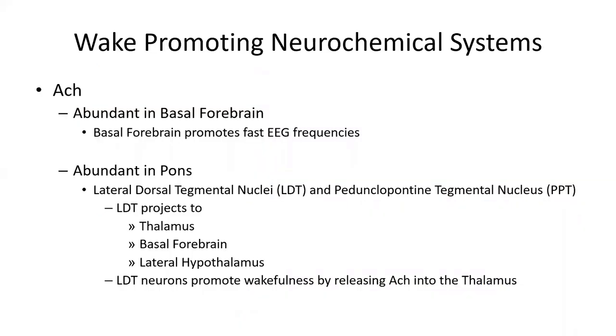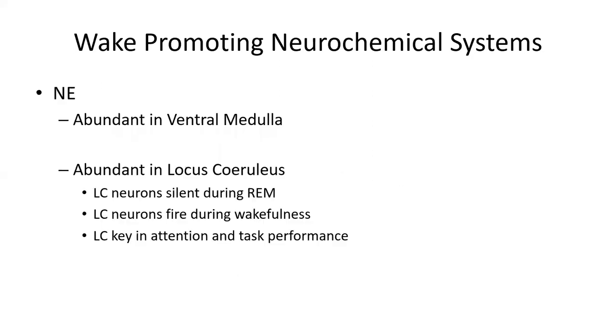So we have a number of different neurochemical systems that help promote wakefulness. Acetylcholine is one of them and very abundant in the basal forebrain. And we get a lot of fast EEG frequencies from our basal forebrain. It is also abundant in the pons, so the lateral dorsal tegmental nuclei and pedunculopontine tegmental nucleus. And these project through the thalamus, basal forebrain, and lateral hypothalamus. The lateral dorsal tegmental nuclei promote wakefulness by releasing acetylcholine into the thalamus itself.